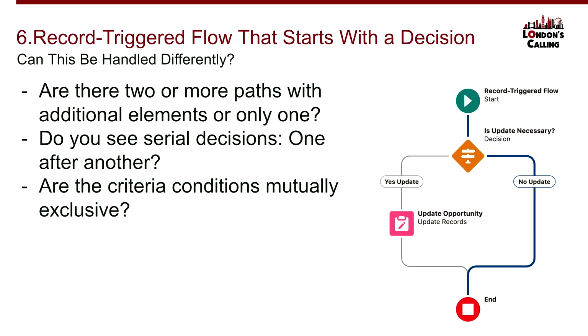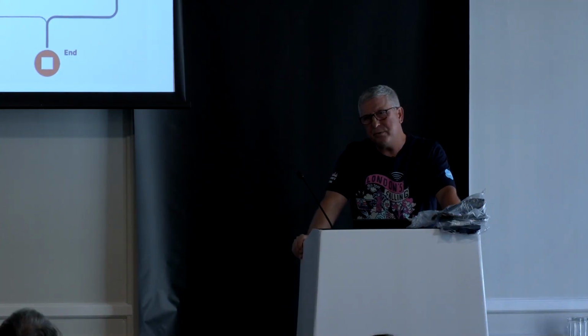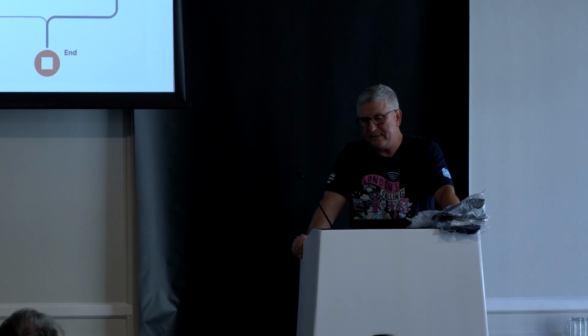So 6, record-triggered flow that starts with a decision. When you look at this, that's also kind of related to trying to build only one single record-triggered flow for the object. When you try and do that, what ends up happening is you just walk into a decision. You don't have any criteria in your start element. You say, okay, if it's white, do this. If it's red, do this. If it's black, do that, right?